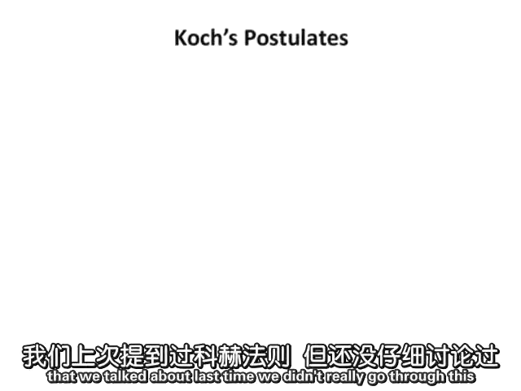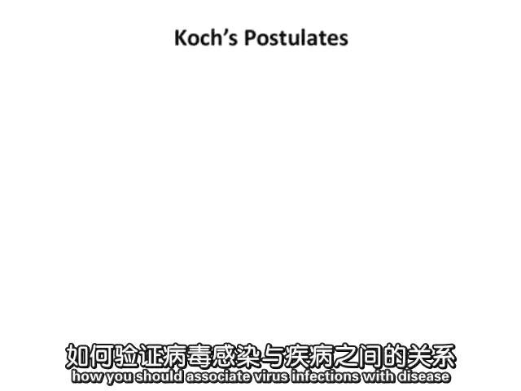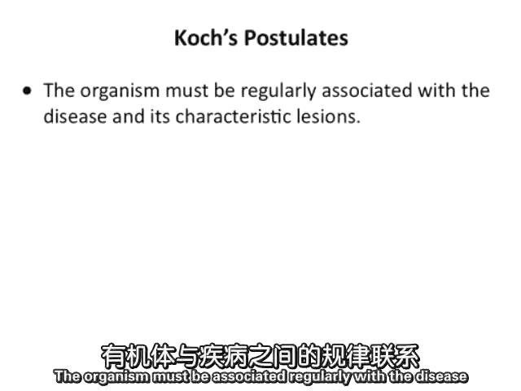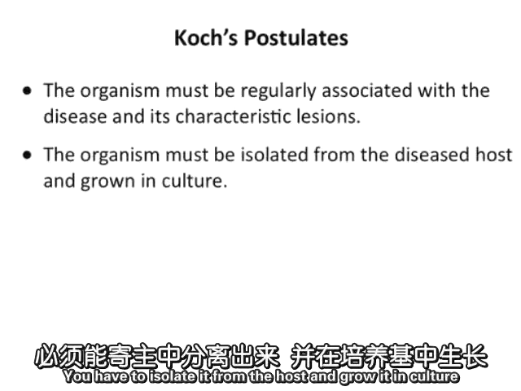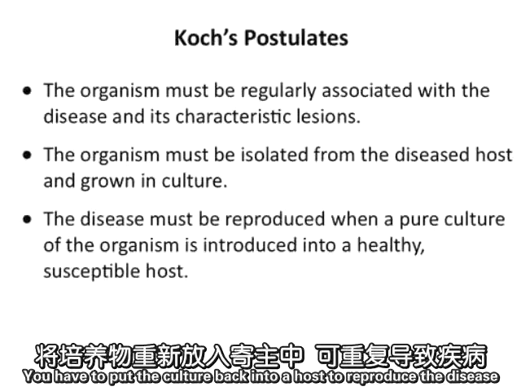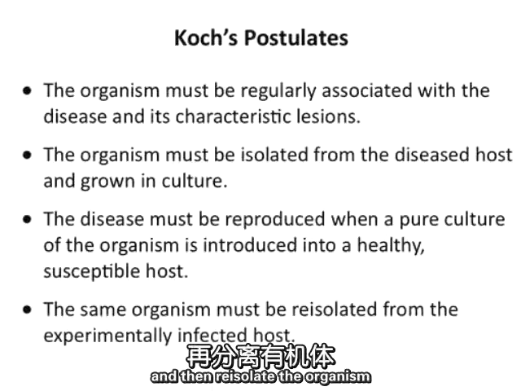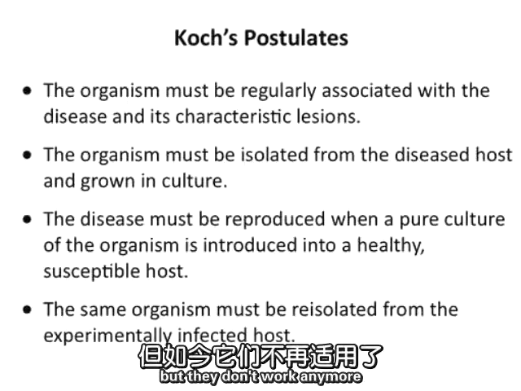I didn't really go through these, but Koch in the 1800s was the first to say how you should associate virus infections with disease. And he wrote up these 4 postulates. The organism must be associated regularly with the disease. You have to isolate it from the host and grow it in culture. You have to put the culture back into a host and reproduce the disease, and then re-isolate the organism. Well, these were great back then, but they don't work anymore.